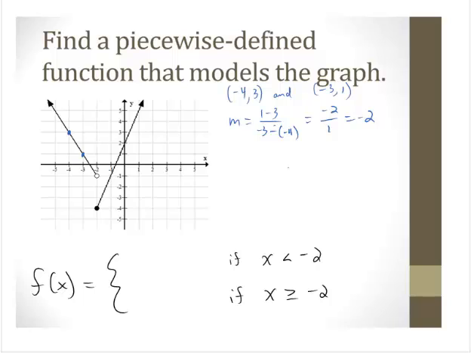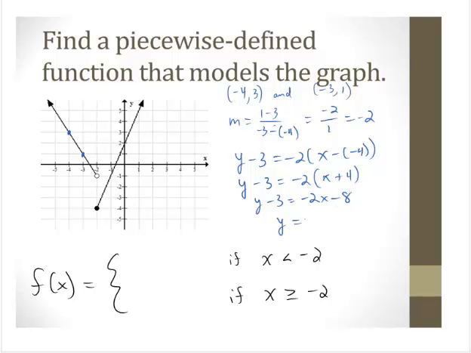And so then we can use that and one of the points. Let's see, y minus 3 is equal to -2 times x minus -4. y minus 3 is -2 times x plus 4. y minus 3 is -2x minus 8. And adding 3, y equals -2x minus 5. So f of x is -2x minus 5 if x is less than -2.